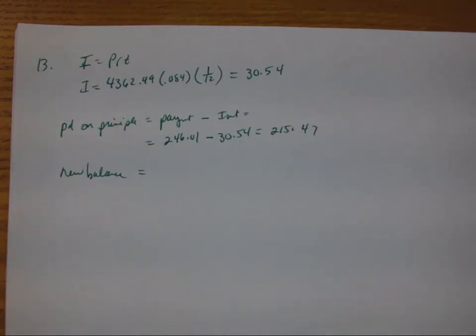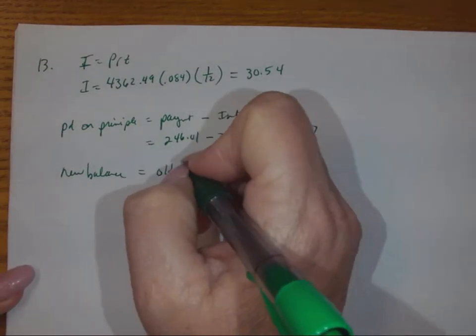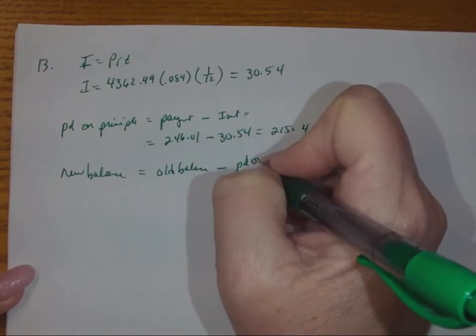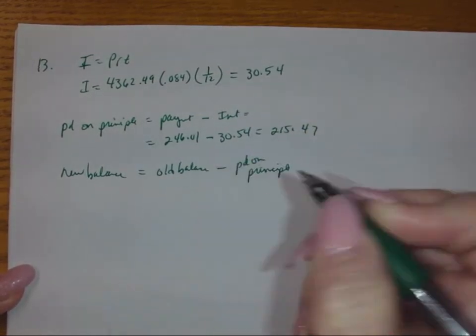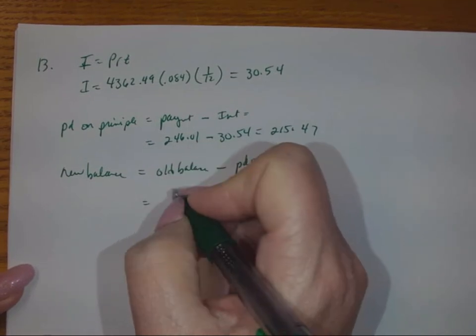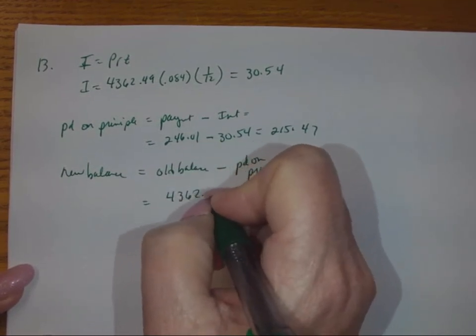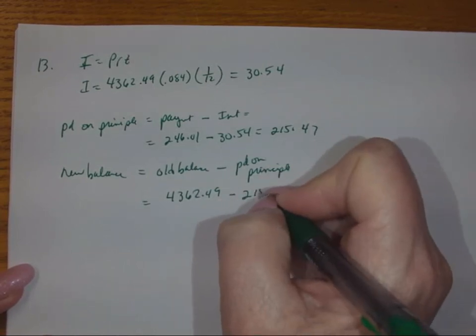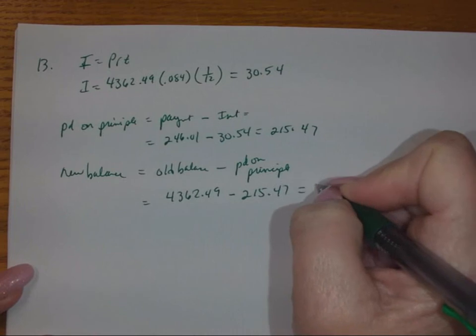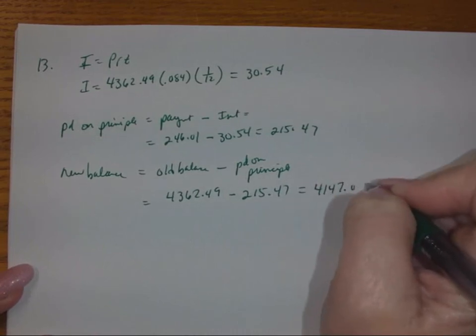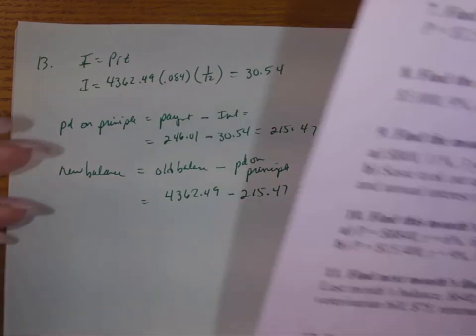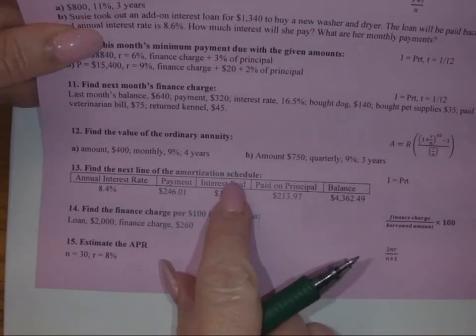So to find our new balance, because there's several things you need to find, the new balance will be the old balance minus how much was paid on the principal. So that will be the old balance, which was 4362.49, minus the paid on principal, which is $215.47, which will get us $4147.02.